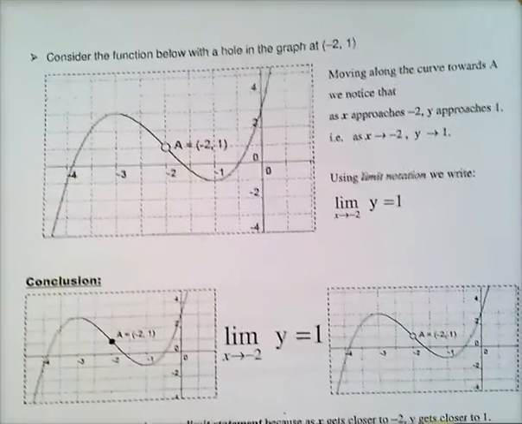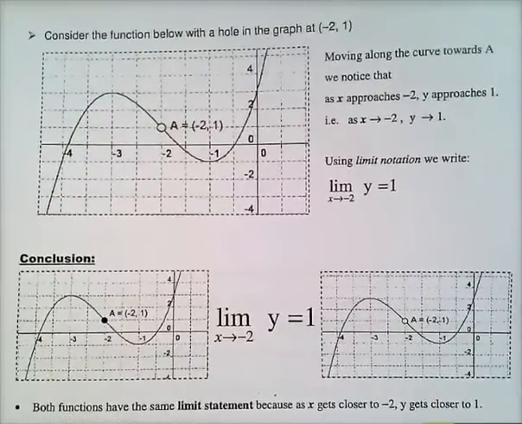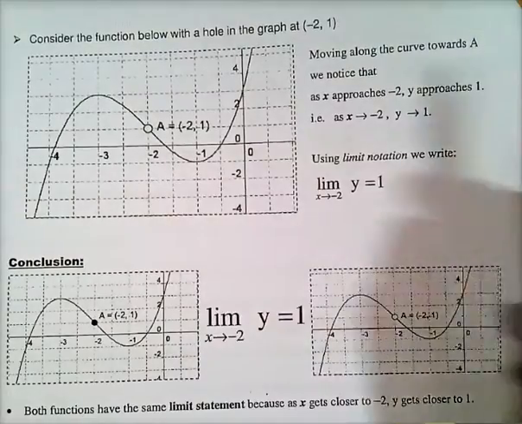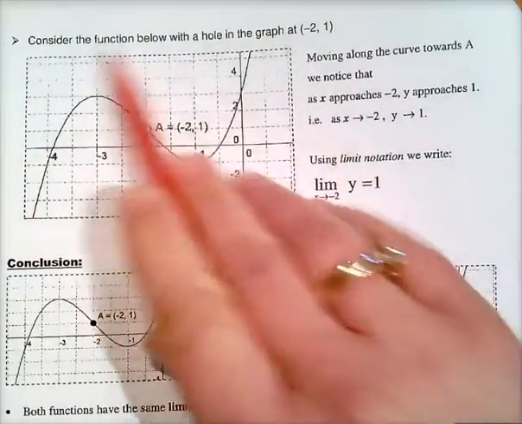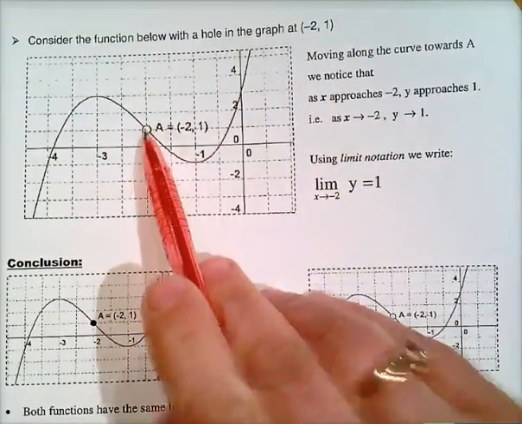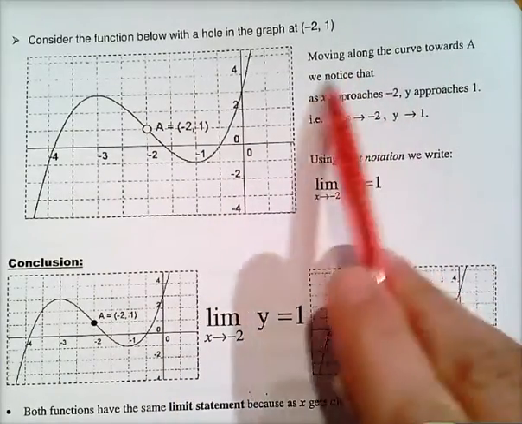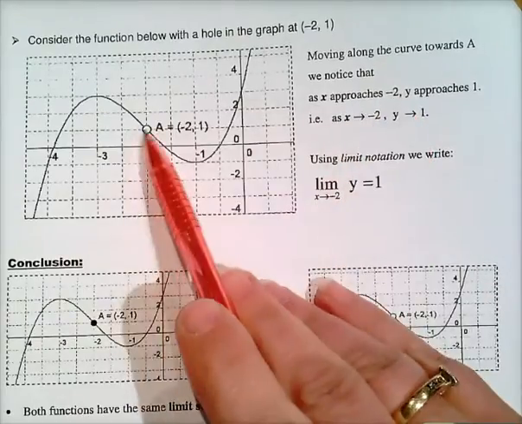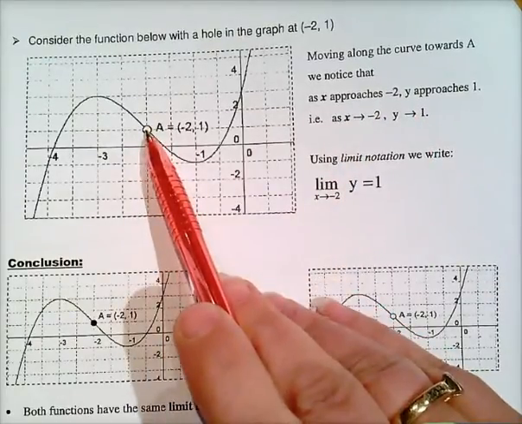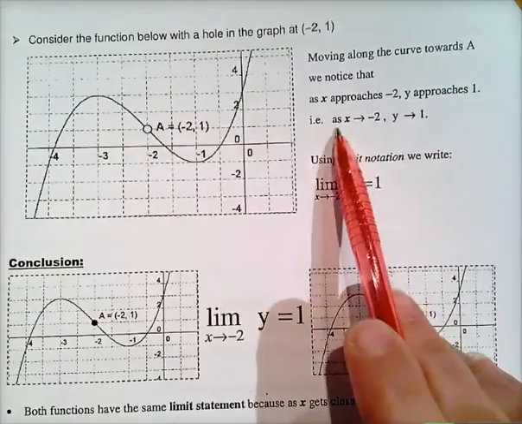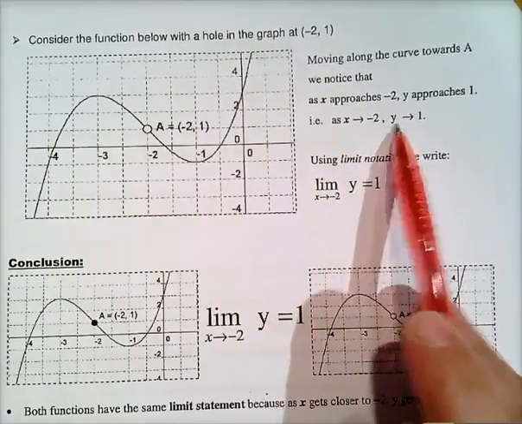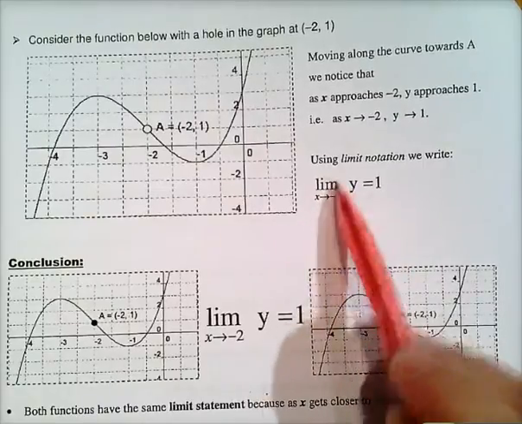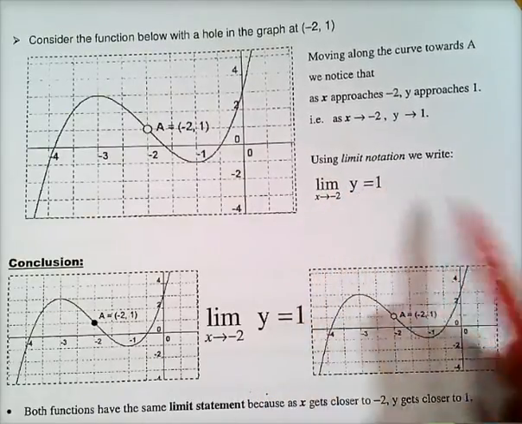Now this is really what we're talking about, because we've got a discontinuity here at x equals negative 2. So consider this function with a hole in the graph at negative 2, 1. We say moving along the curve towards A, from either side, we can say as x approaches negative 2, y approaches 1, but it will never equal 1. In other words, as x approaches negative 2, y approaches 1. This would be written like this in limit notation: limit as x approaches negative 2 is y equals 1.